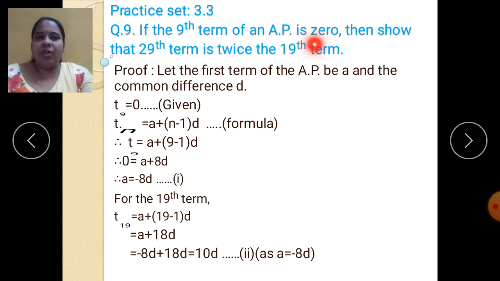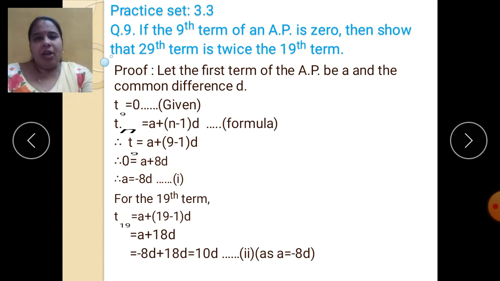Okay. Then what is given? 9th term is given as 0. No other information is given. So what to do? Now at the most we can use the formula of Tn. Tn is equal to A plus n minus 1 into D. This is my formula. Then what? I know the value of n as 9 in this. So substitute n as 9. T9 is equal to A plus 9 minus 1 into D. Okay. Now T9 value is how much? 0. So 0 is equal to A plus 8D.